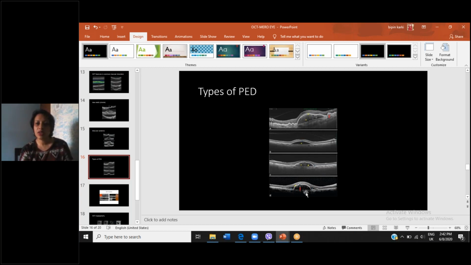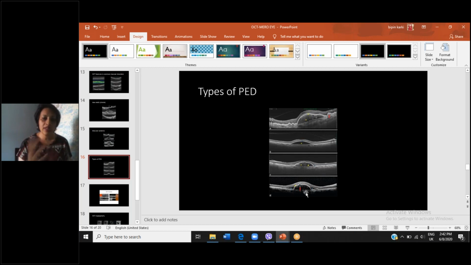This is actually adult vitelliform macular degeneration, which happens in the 40, 50 age group of people. And there's collection of fluid, collection of the dense vitelliform material there. So that's also very clearly visible on OCT. And over time, this vitelliform material sort of scrambled into different pieces, giving appearance like this. So these are different kinds of materials that could deposit underneath the retina in different disorders.